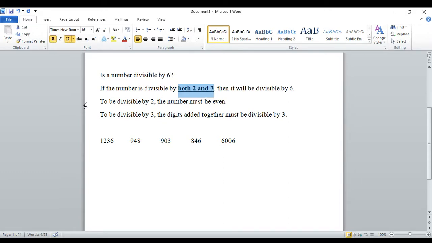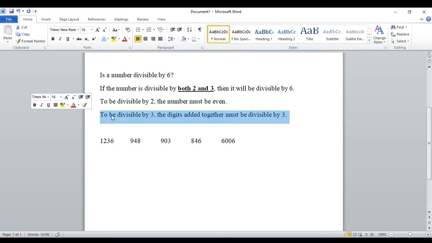So we know that in order to be divisible by 2, the number has to be even. So if you're trying to determine if a number is divisible by 6 and it's an odd number, well, you can just move on. And the second test it has to pass is it also has to be divisible by 3. And remember, that little trick was when you add the digits together, they must be divisible by 3.